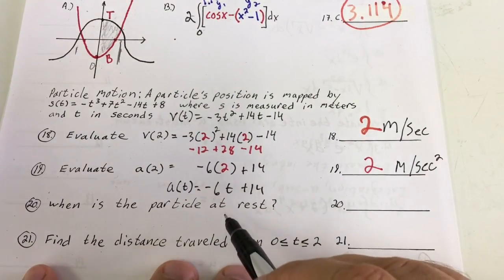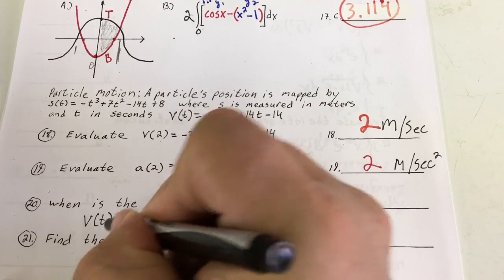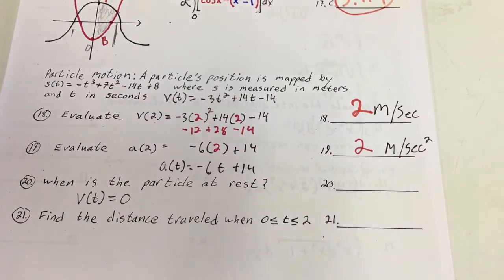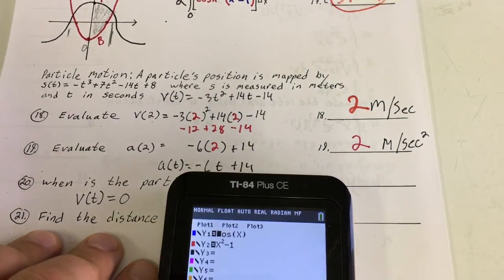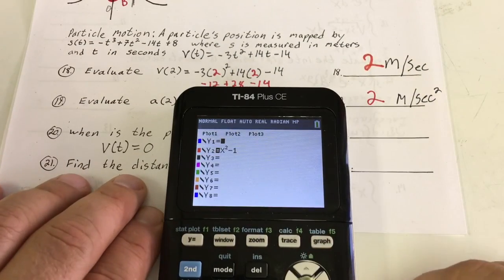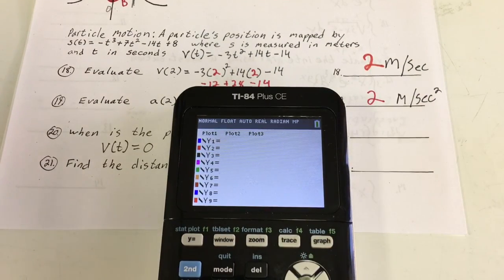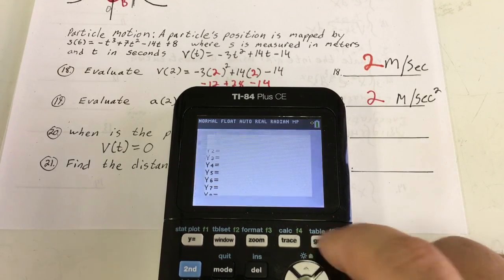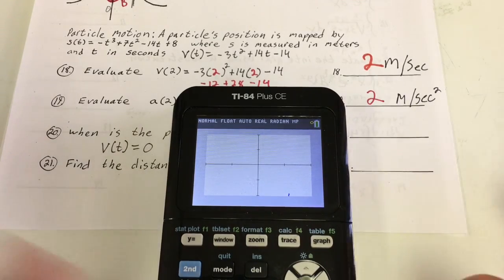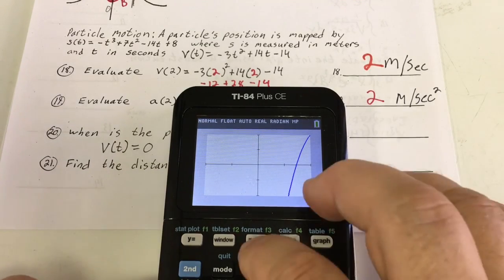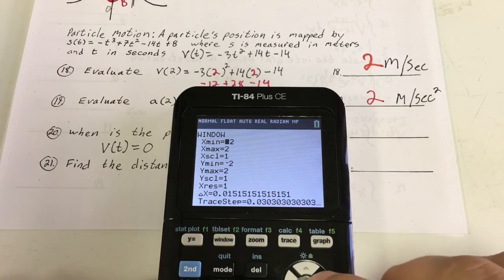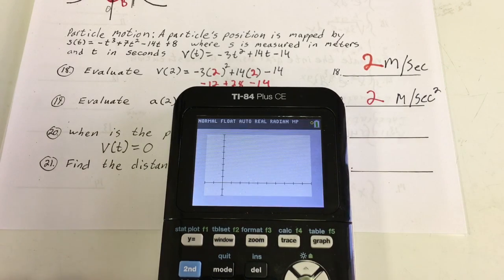When is the particle at rest? So I'm going to take the velocity and set it equal to 0. I'm going to graph the velocity function. Negative 3t squared, I know it's an x, plus 14x minus 14. And I'm going to graph that. Really can't see the graph because I'm back in the old window, so let me get that to fit. I'm going to zoom. I see it's a little to the right. Maybe I'll do a window and go from negative 2 to 10. Y min, Y max, maybe to 8, and see what I get.